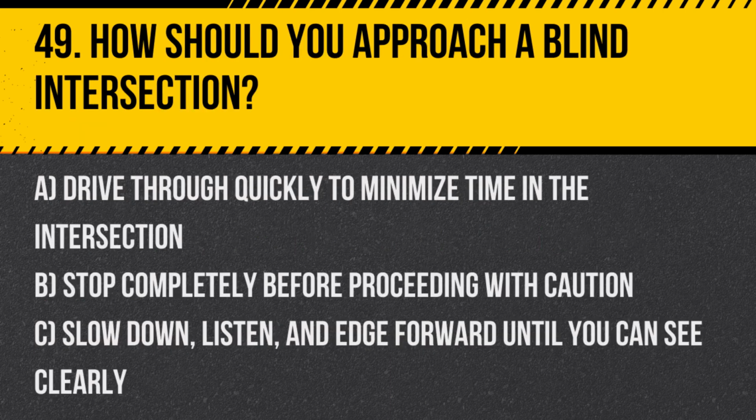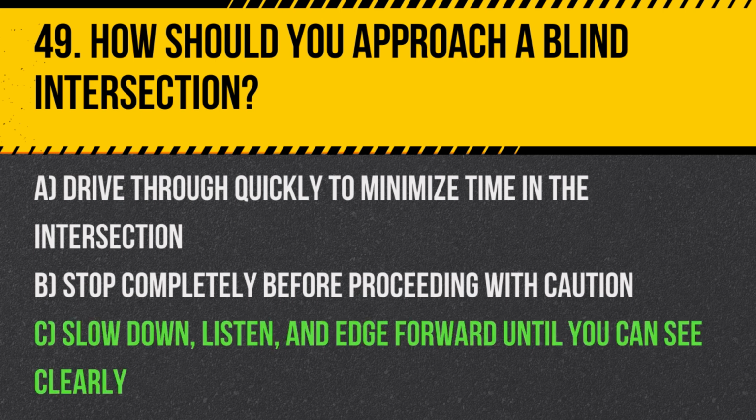Question 49. How should you approach a blind intersection? A. Drive through quickly to minimize time in the intersection. B. Stop completely before proceeding with caution. C. Slow down, listen, and edge forward until you can see clearly.